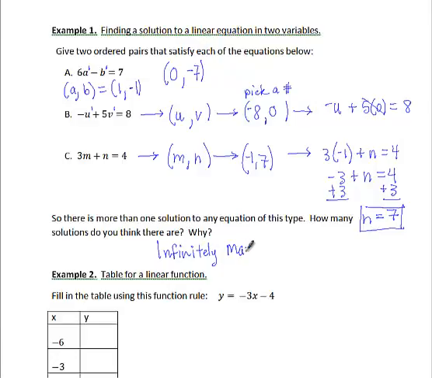Many solutions. And the reason is there's infinitely many possibilities for the number that I can replace m with, and every time I replace m with a different number, I get a different n. So numbers never end. There's infinitely many numbers for m, and so infinitely many solutions.